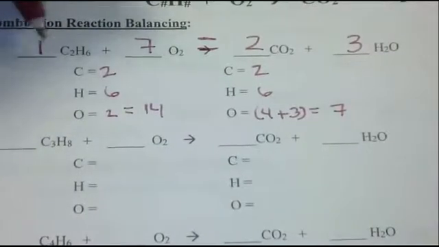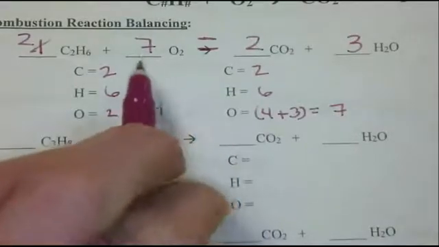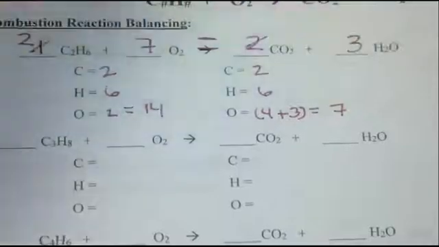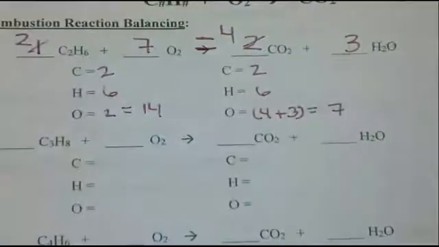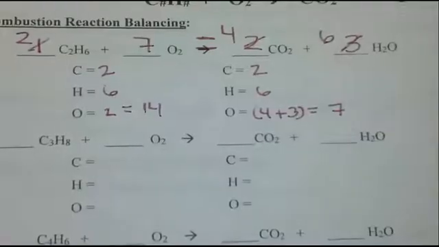Okay, so double 1, that's 2. Remember, I'm going to leave this one alone. 2 doubled is 4. 3 doubled is 6. Now they're all going to equal out. And if you want, you can check yourself. It's not a bad idea, right?